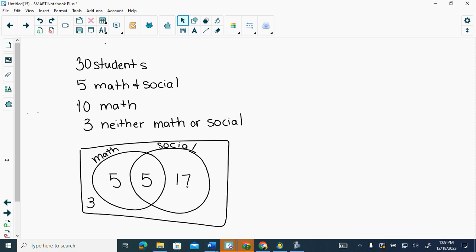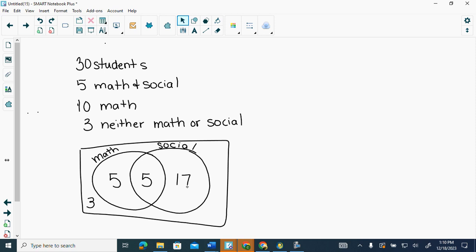Right? So now, I can ask anything. I can say, how many are in social only? What would you tell me? 17. How many are in social? 22. Right? Now, what if I ask you for the probability of that? What do you do with them? You divide by the total. What's the total? 30. It's not rocket science. I would go social only, 17 out of 30. Social, 22 out of 30. Math only, 5 out of 30. That's it. Nothing crazy, right?